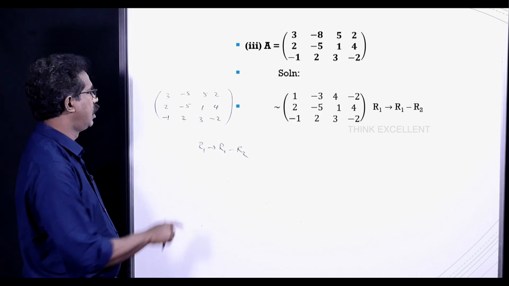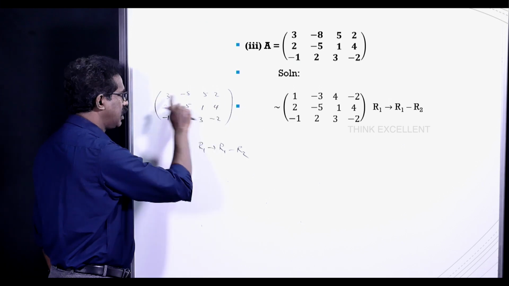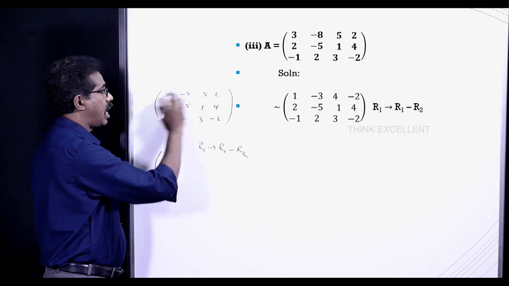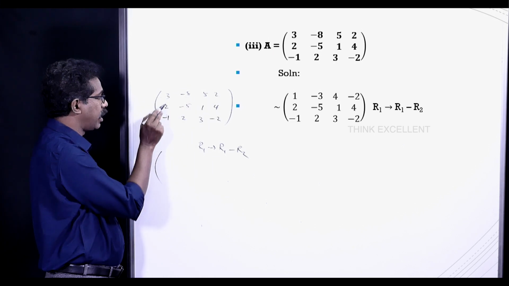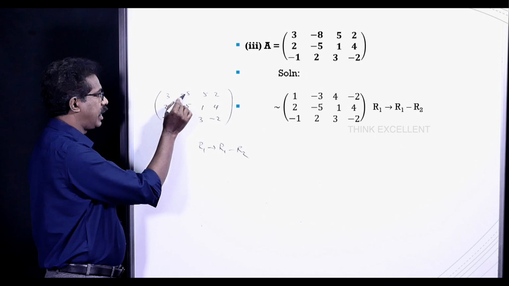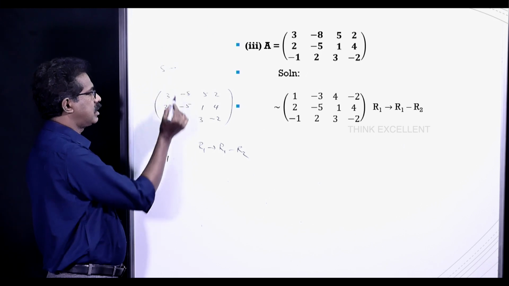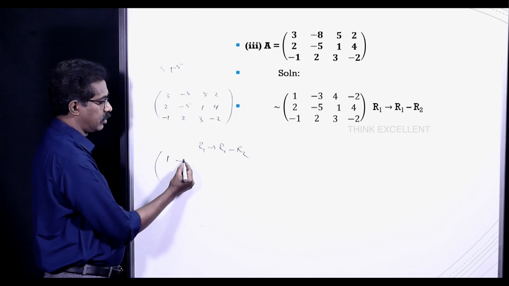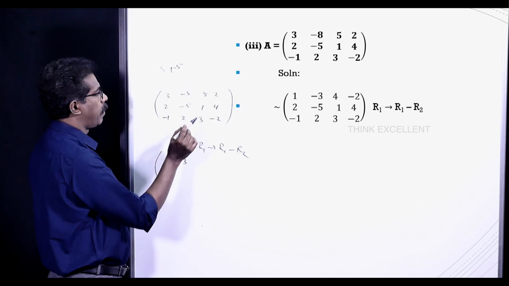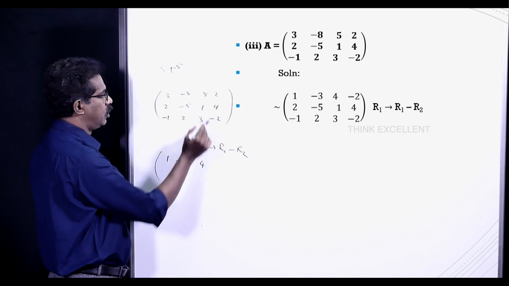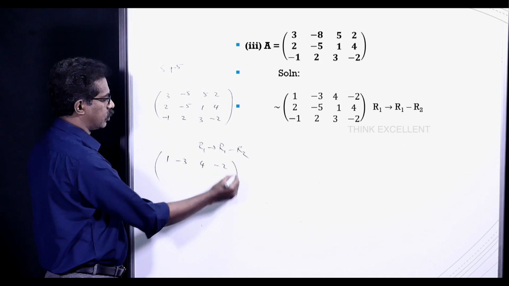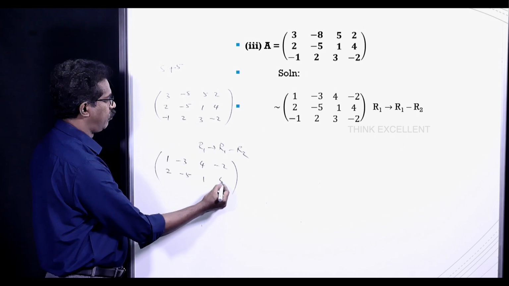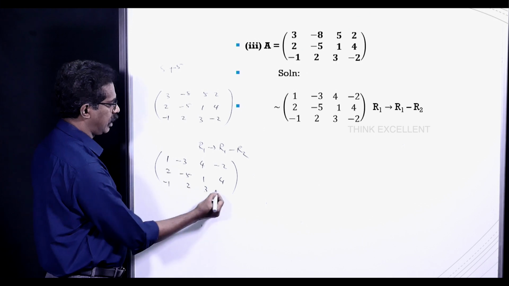So what do we do here? 3 minus 2, that is R1 is R1 minus R2. Listen how we are getting it. 3 minus 2 is 1, 2 minus 8 is minus 5... so do the calculation very carefully. So minus 3, right? Then 5 minus 1 is 4, 2 minus 4 is minus 2. Like that you are getting the first row. No change in the second row: 2, minus 5, 1, 4. Third: minus 1, 2, 3, minus 2.